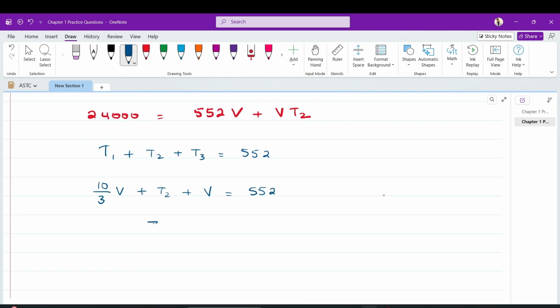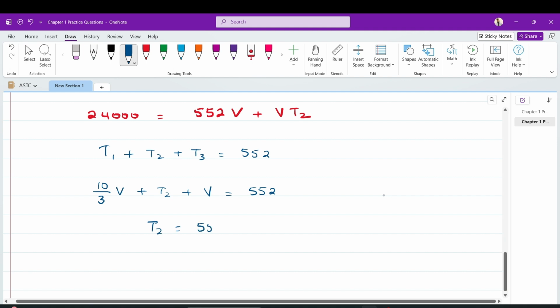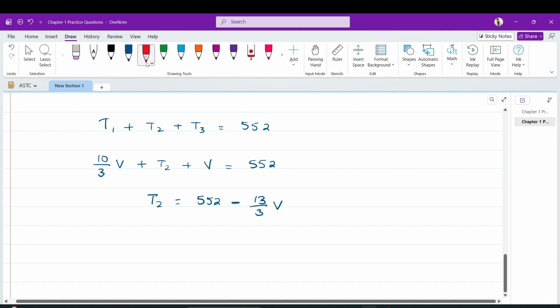Now I'm going to make T2 the subject of the formula. So this becomes 552. Now 10 over 3 plus 1 will give us 13 over 3v, and when I shift it to the other side, I'm going to get minus 13 over 3v. So that is T2.